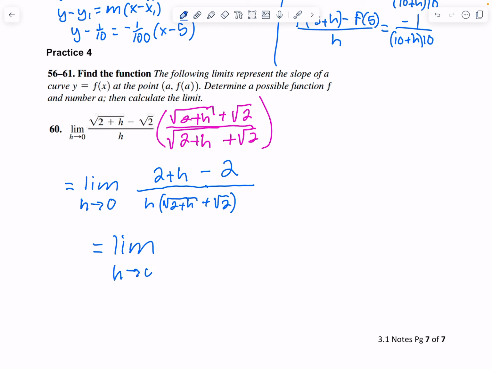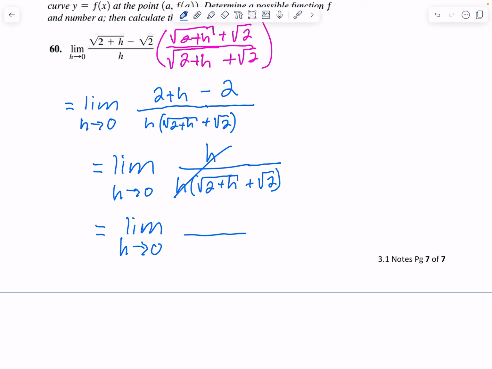look much simpler. So I have h over h times the square root of 2 plus h plus the square root of 2. You can see that those h's are going to cancel. That leaves me the limit as h approaches 0 of 1 over the square root of 2 plus h plus the square root of 2. And the 0 would go there. I'd get 1 over the square root of 2 plus the square root of 2. That's my limit evaluated, and we like to simplify that. It just looks nicer. We don't have to rationalize, thankfully, but that looks much simpler than the one step before. That's it.